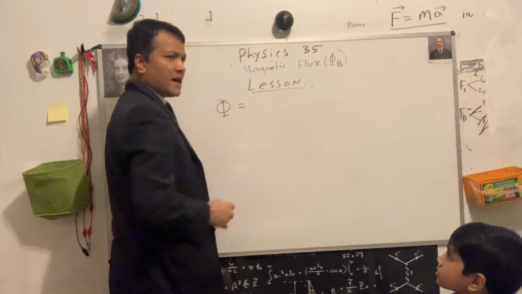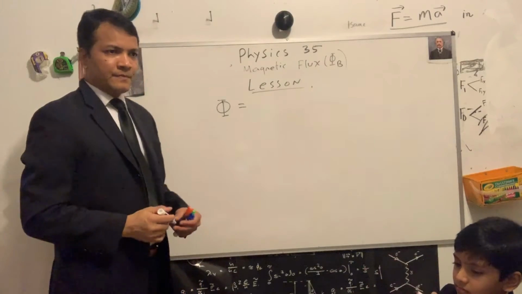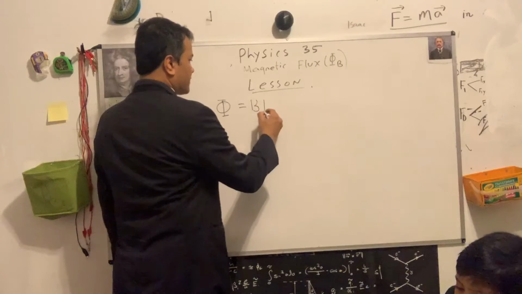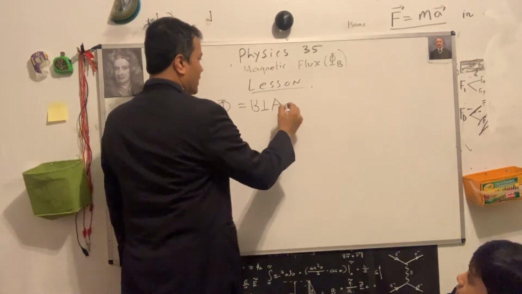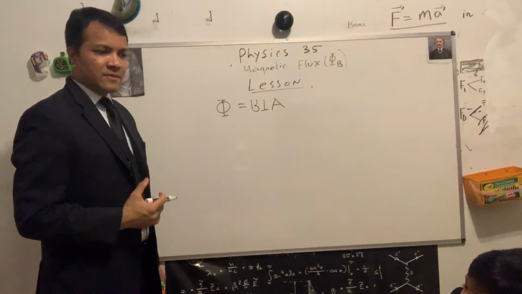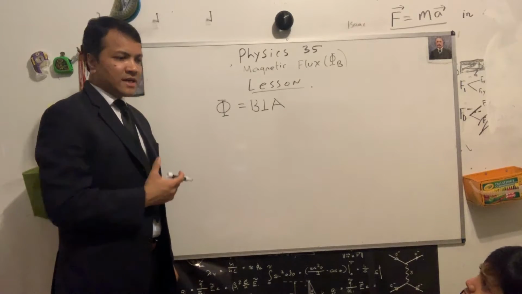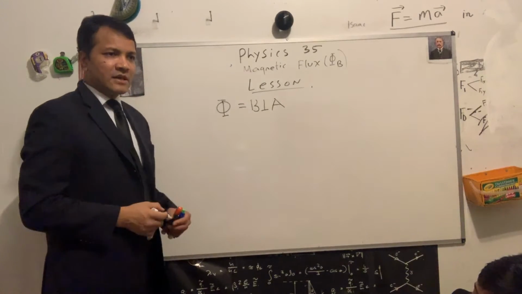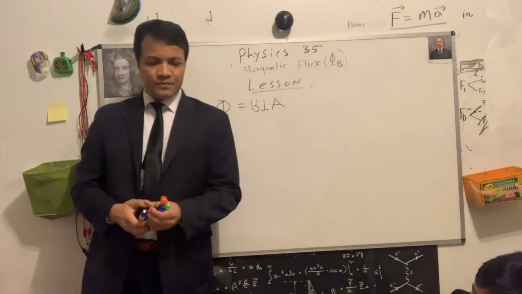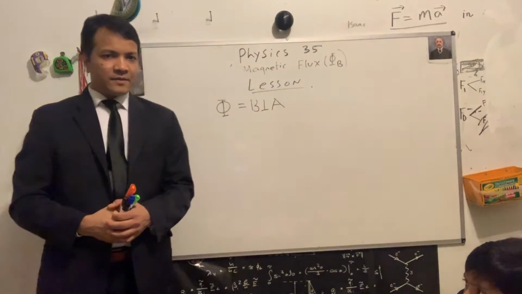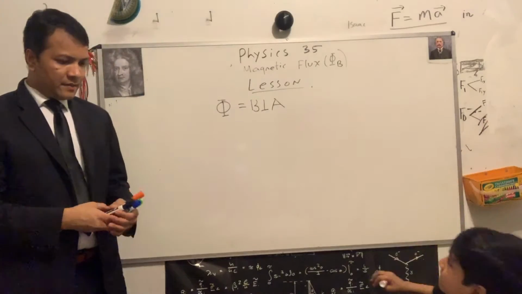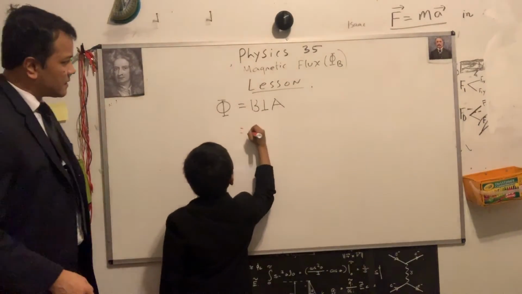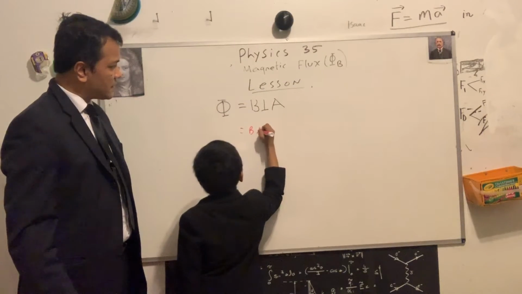What is the definition of flux? A B cosine something, B perpendicular to A. I want you to write it down in terms of trigonometry. Come to the board and write it down. Who wants to try? Go ahead. I think perpendicular means cosine 90.